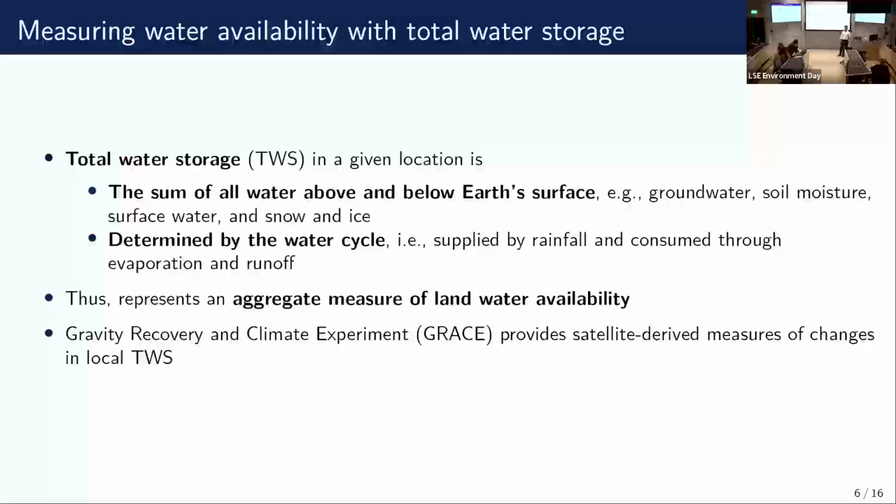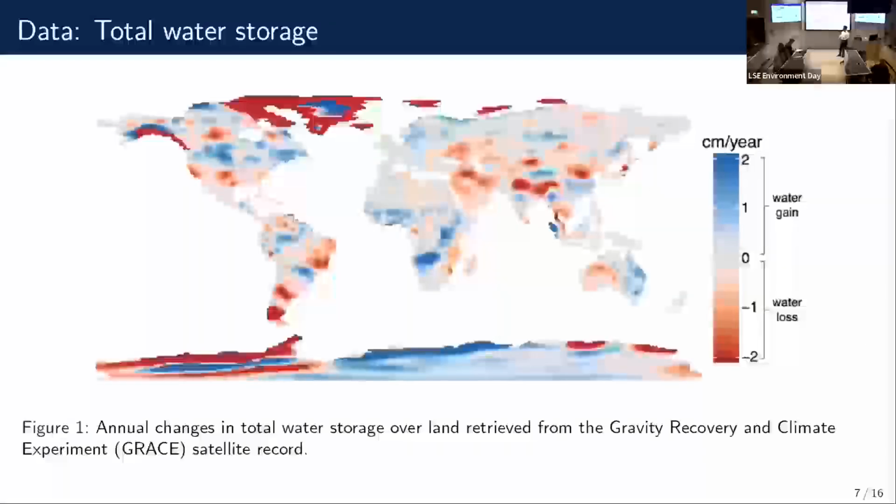We're going to use a recent satellite that provides data from the last 20 years called the Gravity Recovery and Climate Experiment, also known as GRACE, which provides satellite-derived measures of changes in local total water storage. And so here's a map of the GRACE output. These are trends over the entire sample period. And you can see there's pretty high spatial variation in where places are systematically losing water, and places where water is being systematically gained.